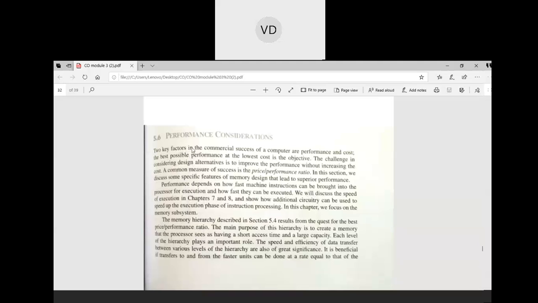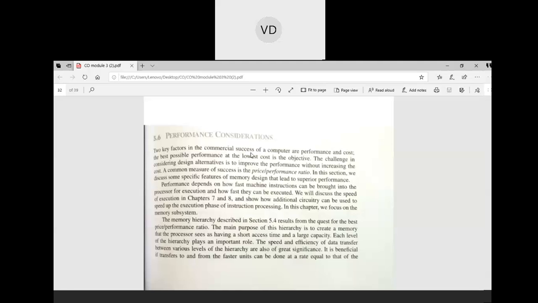Next, we are studying the performance considerations. We have already studied size, speed, and cost. These are the three parameters we use for finding out the efficiency of a computer. But now, how can we increase the performance of the system?